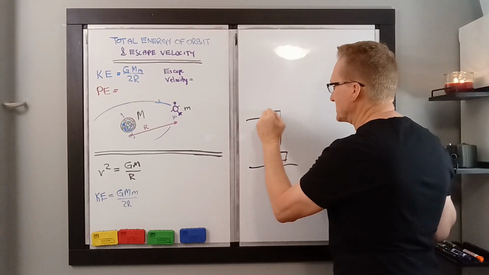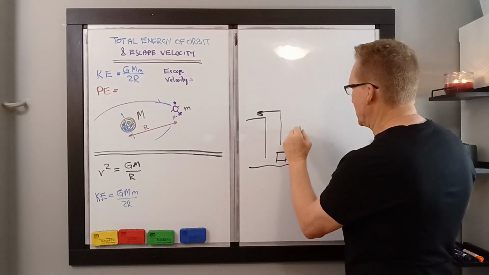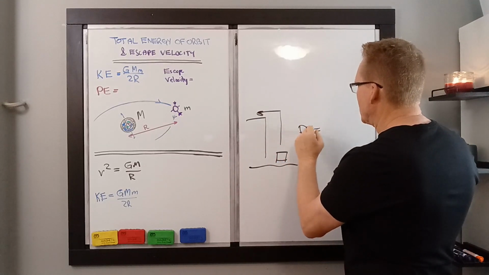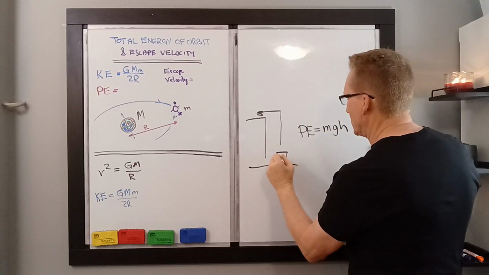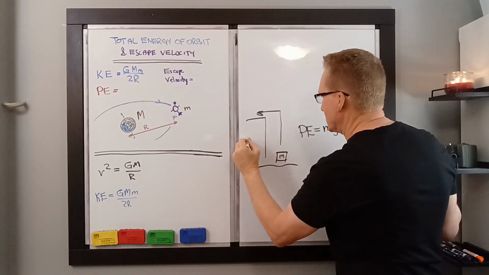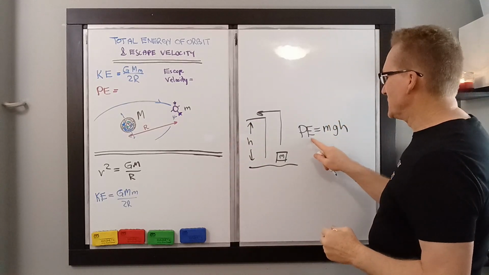So you took this box and lifted it onto the table. Remember, the potential energy of the box changed. The potential energy of the box in this case would be mgh, where m is the mass of the box and h is the height that you lifted it. So this here is just simply this.